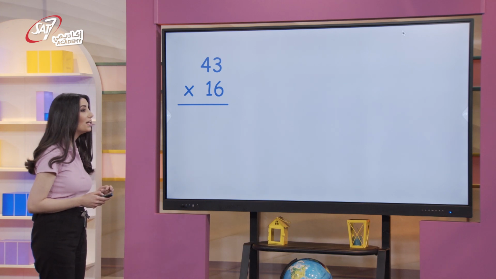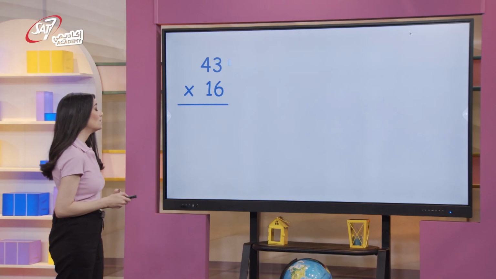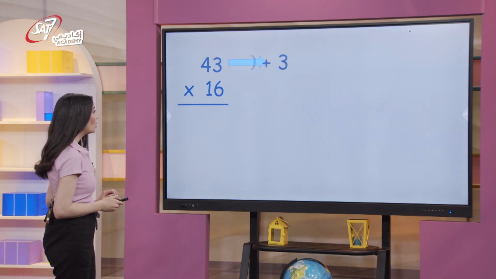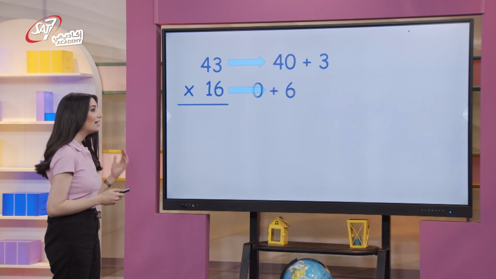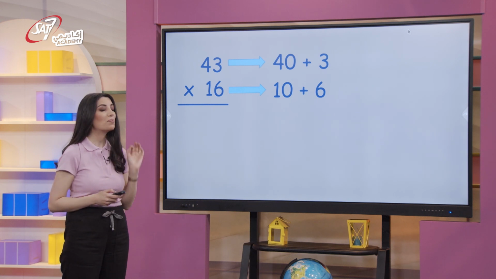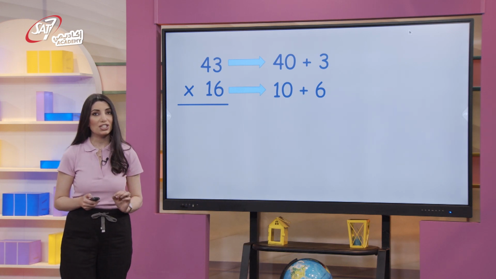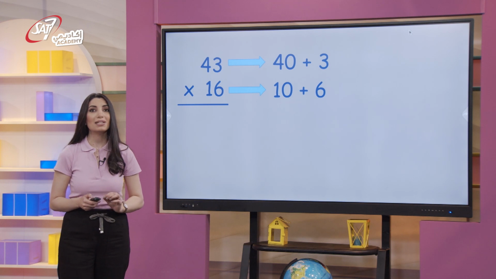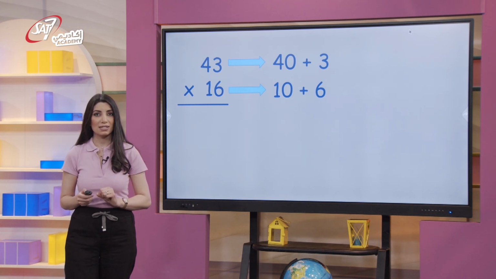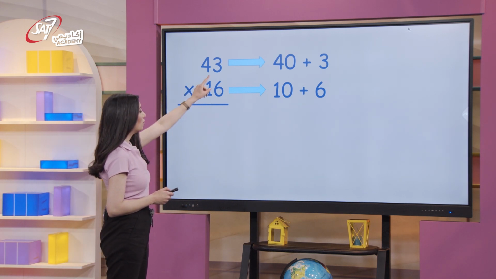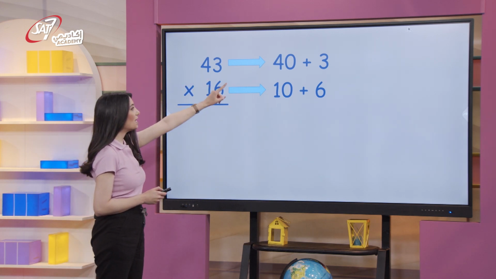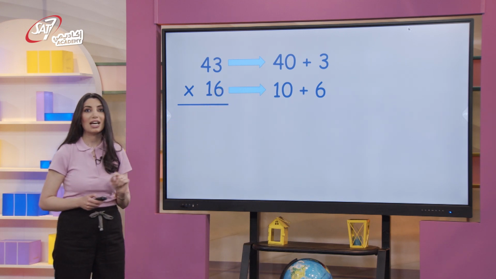I will teach you one that helps us understand what's going on. First, we will break down each number. 43 is made from 40 and 3. 16 is made from 10 and 6. Just like the previous examples, every digit in 43 should be multiplied with every digit in 16. So we will calculate 40 times 10, 40 times 6, 3 times 10, and 3 times 6.